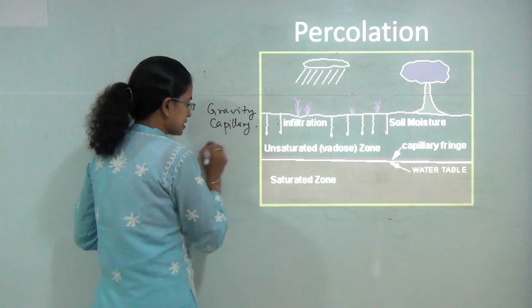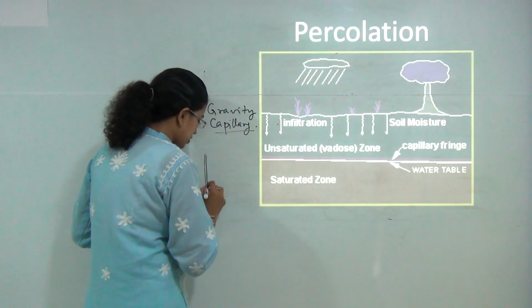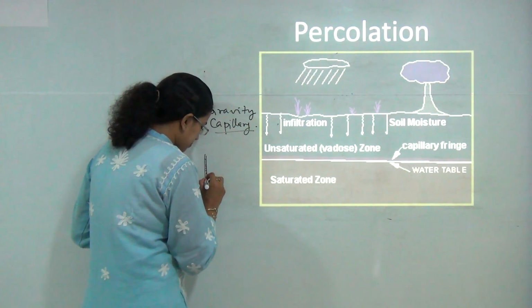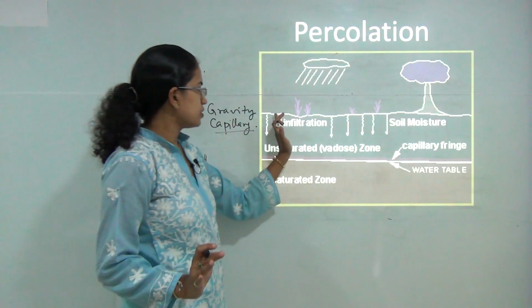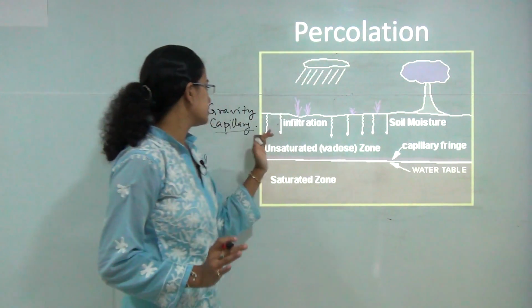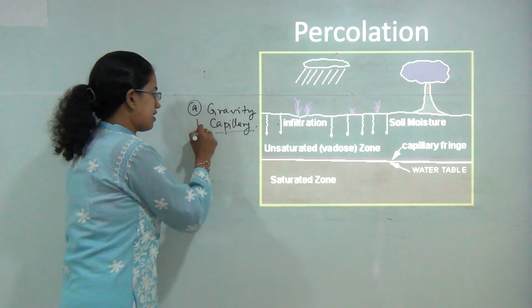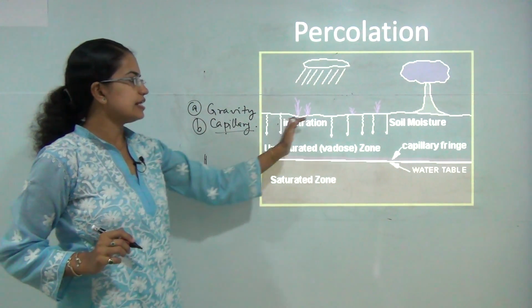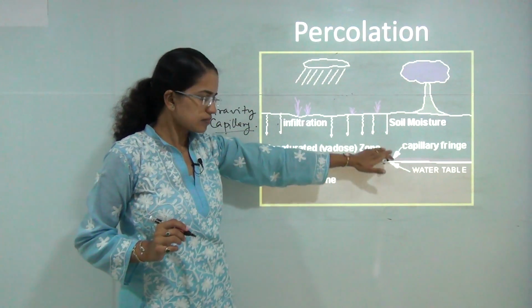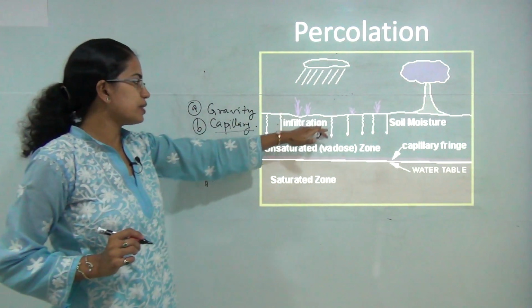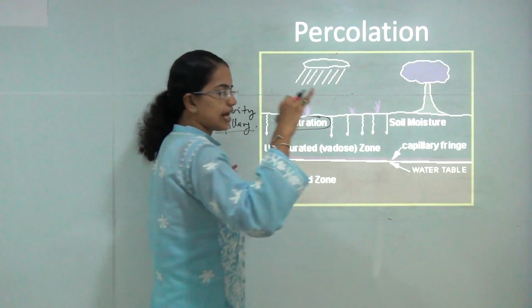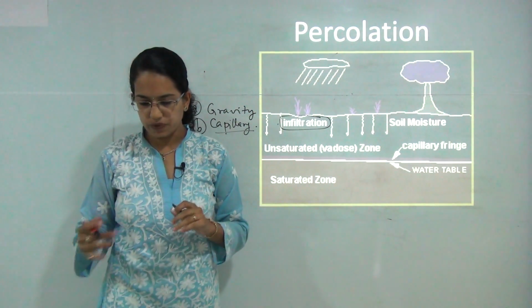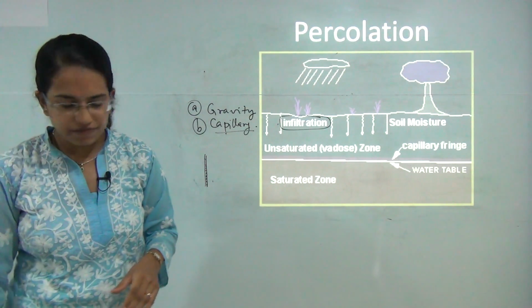So under capillary action, what would happen? You have a tube here, and by the capillary movement the water would tend to move in the tube. Similarly, you have the two major actions, one is gravity and another is capillary, that lead to movement of water within the ground. This movement of water in the ground is known as infiltration. So water that is on the surface tends to go down, and this process is known as infiltration.